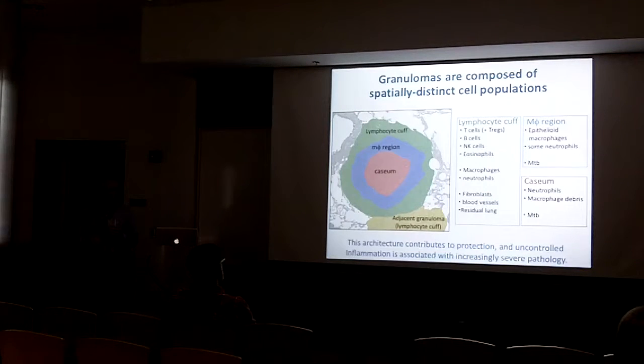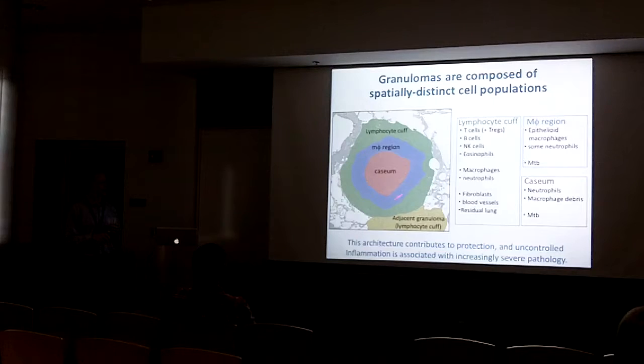And each one of these regions has a different complement of cells. So this lymphocyte cuff region is where the lymphocytes are most abundant. So lymphocytes, T cells, B cells, NK cells. You find eosinophils out there. But there are also macrophages out there, and there are neutrophils in there. And this is where fibrosis oftentimes occurs, this is where blood vessels are, and then there's some residual epithelial surfaces that you can see in this area.